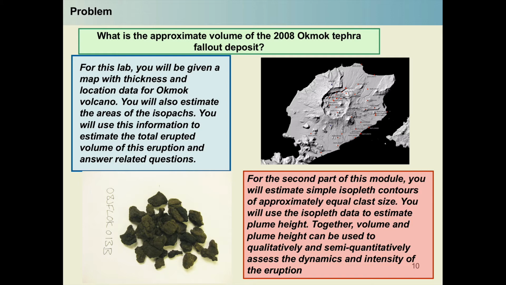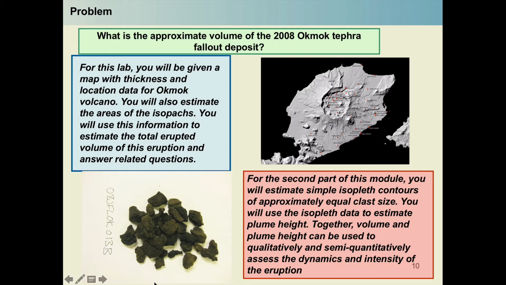For the second part of this module, you're going to estimate simple isopleth contours of approximately equal class size. So I'm going to give you a second map that shows different class sizes as a function of distance from one of the phases of this eruption, just the initial phase where the plume height was the greatest. So you'll take that isopleth data and you're going to estimate plume height using the model of Carrier and Sparks. Together, the volume and plume height will be used qualitatively and semi-quantitatively to assess the dynamics and intensity of this eruption. You're basically going to come up with the VEI number and an estimate of what the eruption style was.